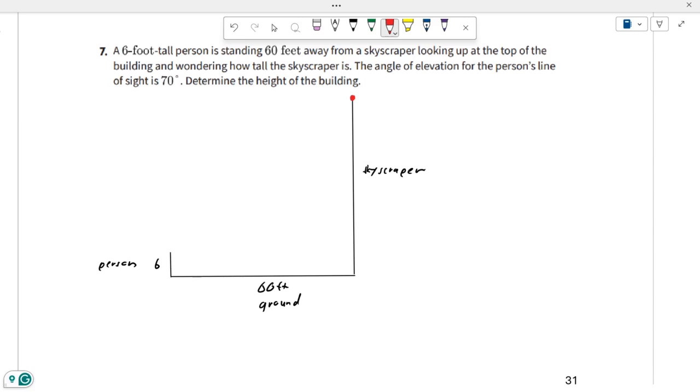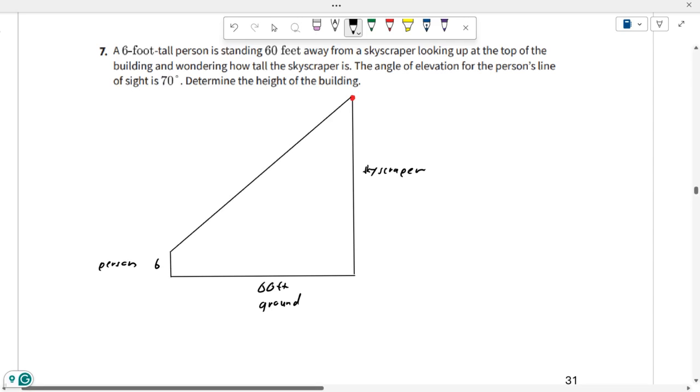So, the angle of elevation from the person's line of sight, well, the person's line of sight is at their eyes, which is at the top of their head, practically. So really, yes, I know it says 6 foot tall and the eyes are not at the very top of the head, but we're just going to round a little bit here. The line of sight is from the top of the person to the top of the building.